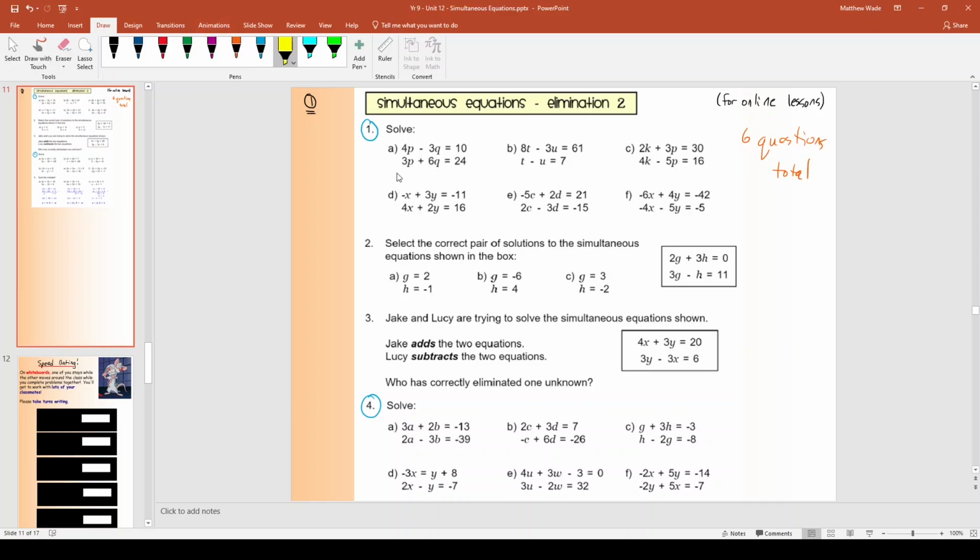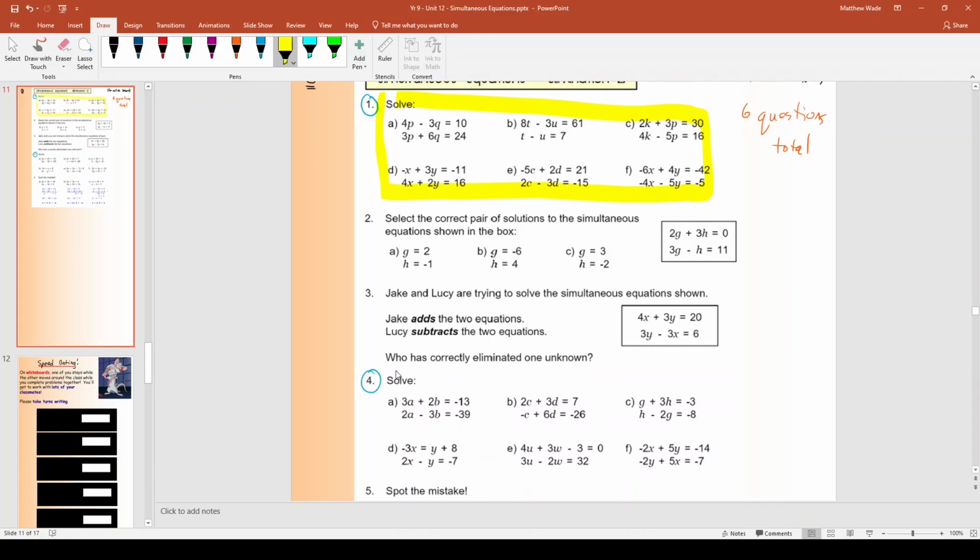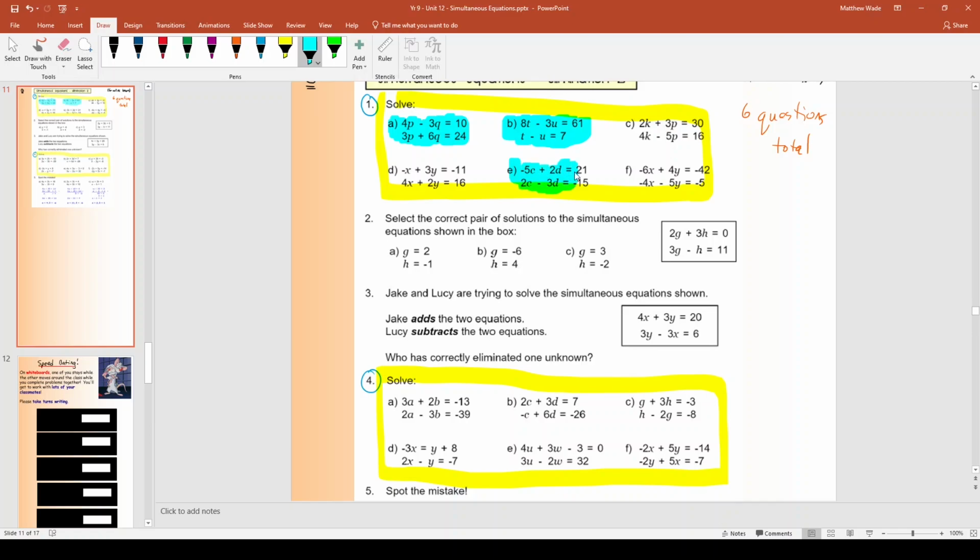And choose them from question 1 and question 4 only. There's 12 questions altogether in question 1 and question 4, but just do 3 of each. I'm saying 3 of each because I want you to make sure you're trying a variety. So you could do, for instance, that one, and that one, and then go down and do that one, and this one, and this one. Cool, see what I mean? So just choose any of those questions you want.